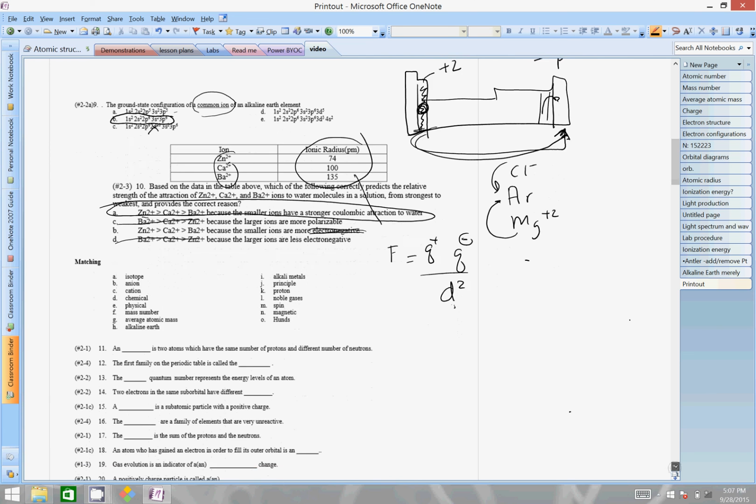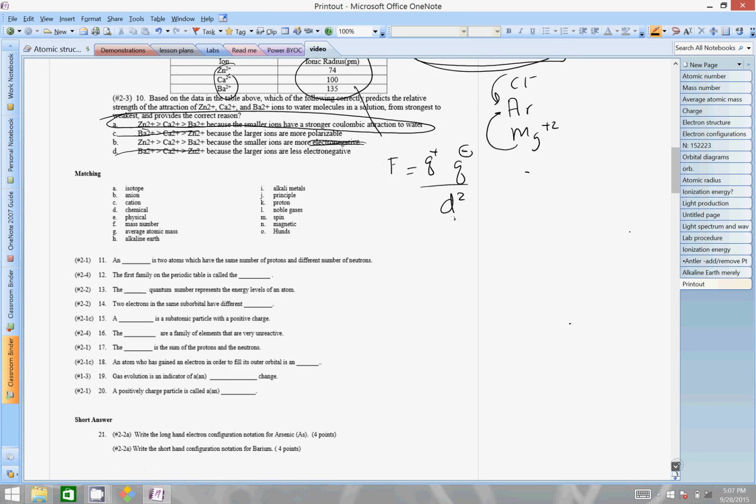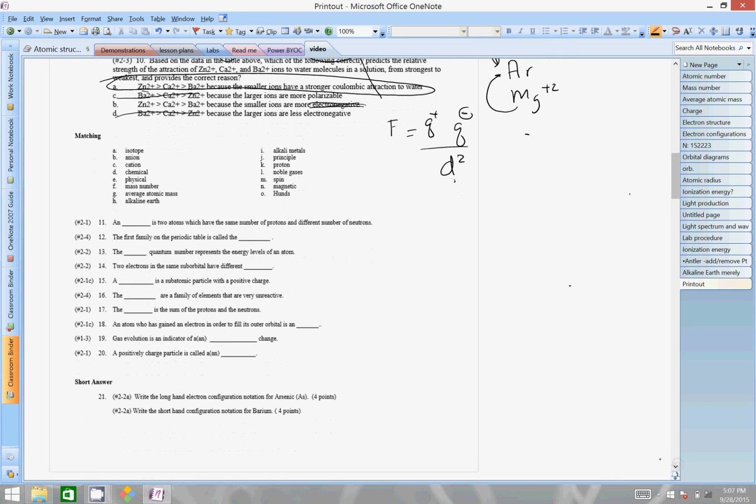All right, moving on here to a little bit of a matching. All right, in this case here, we have number 11, a blank is two atoms that have the same number of protons, different number of neutrons. We're talking about an isotope.